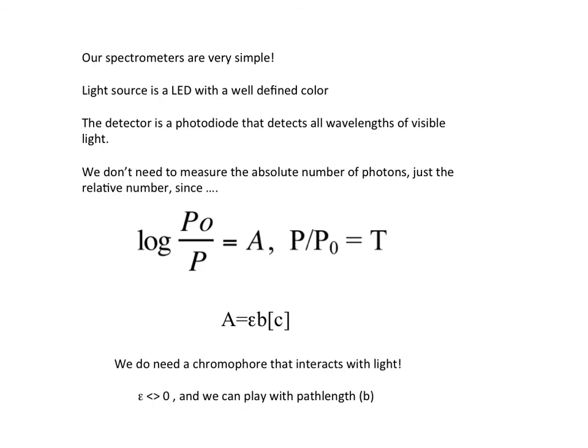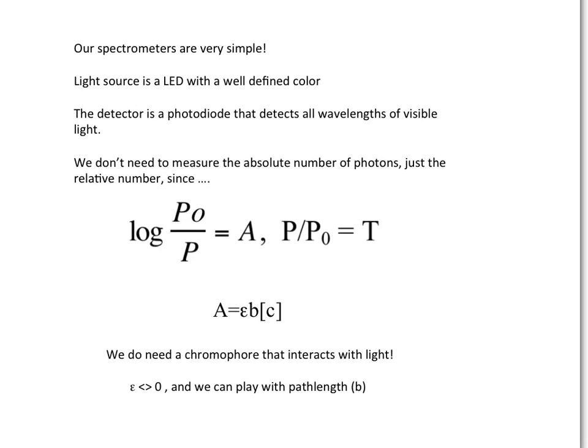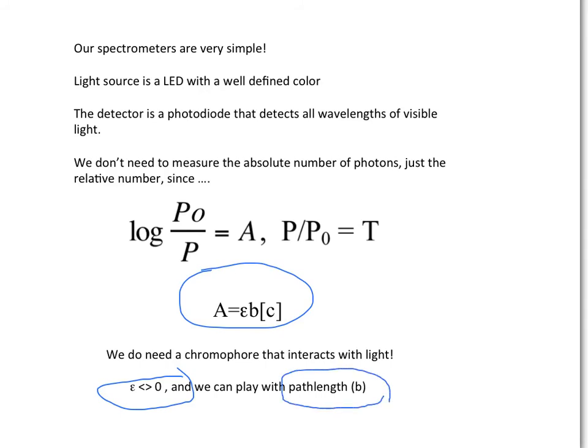Absorbance is now related to epsilon B C, and we also need a chromophore that produces an epsilon that's greater than 0. So we're going to need to pick a wavelength where the chromophore absorbs light, and of course we can also play with the path length, which is what the phosphate group did and the iron group did in our analytical lake work. They changed the path length from 1 centimeter to 10 centimeters to increase the absorbance of dilute solutions.